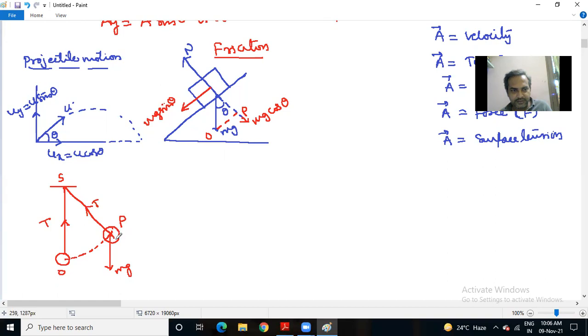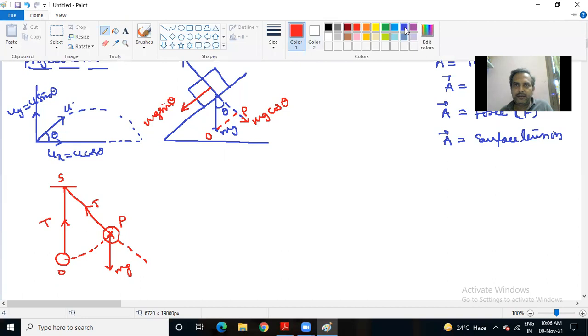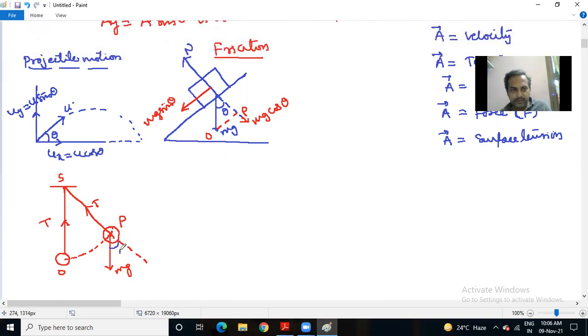Since tension makes an angle theta with mg, there will again be a resolution of mg. Imagine at the point of suspension, this theta and that theta are the same. You can construct a right angle triangle. It will be mg cos theta balances tension, and mg sin theta makes the simple pendulum go back. So these are the few examples you come across, and all these examples involve the resolution of vectors.